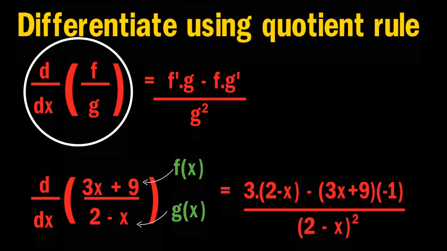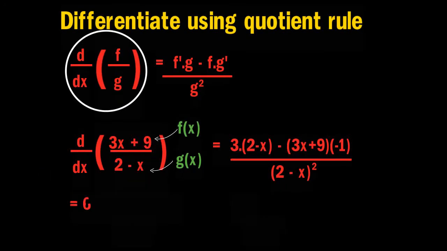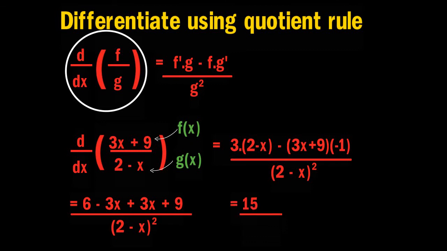So you will get the answer as 6 minus 3x plus 3x minus 9 plus 9. So you will get the answer as 15 over 2 minus x square. So this is how you can use quotient rule to differentiate a fraction of functions. So let's say we have another example.